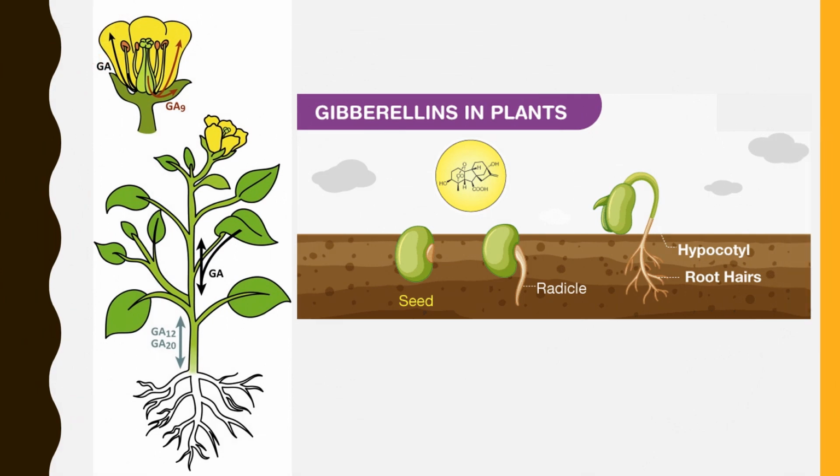See the function of gibberellin here described with the help of diagrams. It helps in seed germination and it helps in elongation of stem cells and increasing the length of the stem. In the first picture you see lengthening of the stem is resulted due to effect of gibberellin. In the second picture you see seed germination takes place with the help of gibberellin.